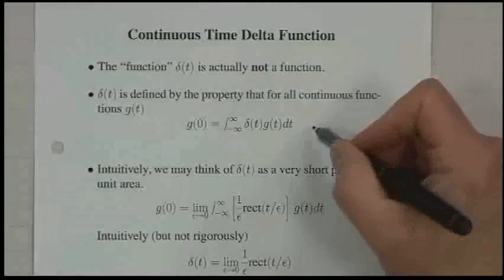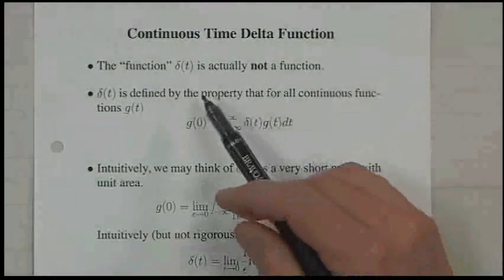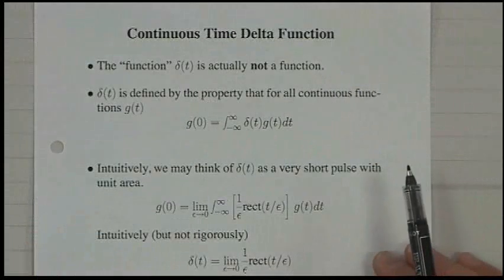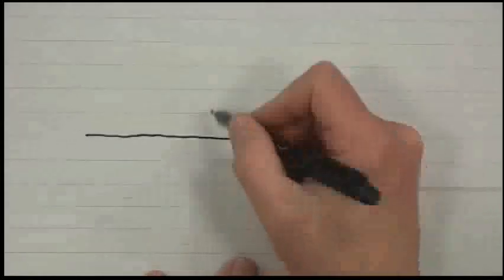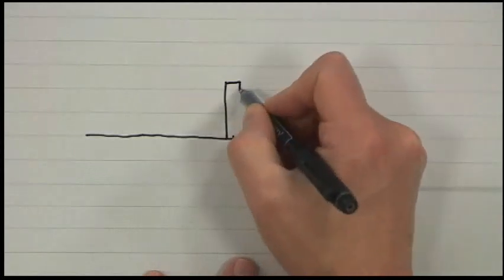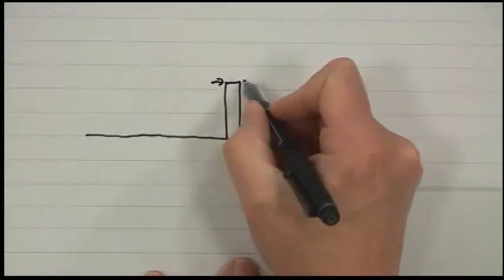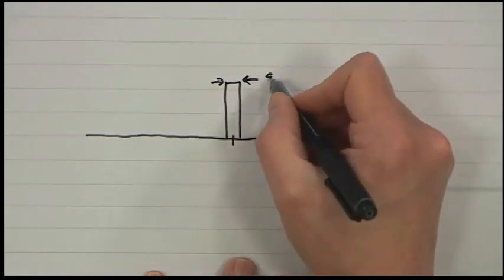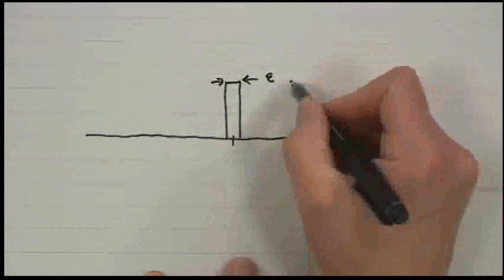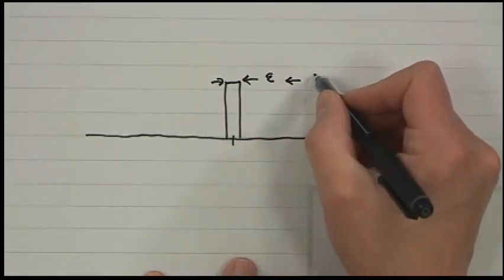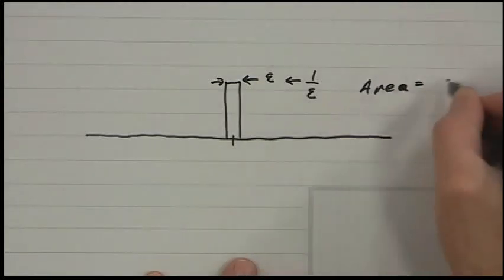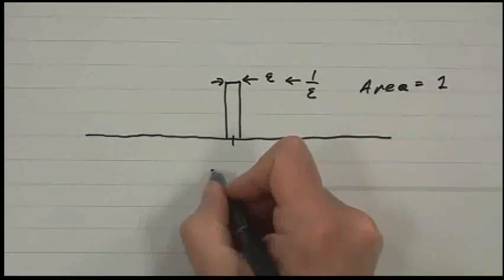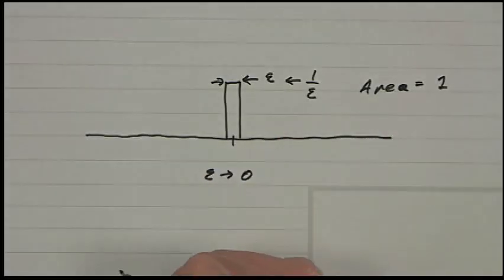So a delta function is actually not a function, and the reason is the way that, intuitively, a delta function is supposed to be formed. You have, say, a square pulse, and the width of the pulse is epsilon, and the height of the pulse is 1 over epsilon. So the area is equal to 1, right? And then what you do is you take the limit as epsilon goes to 0.